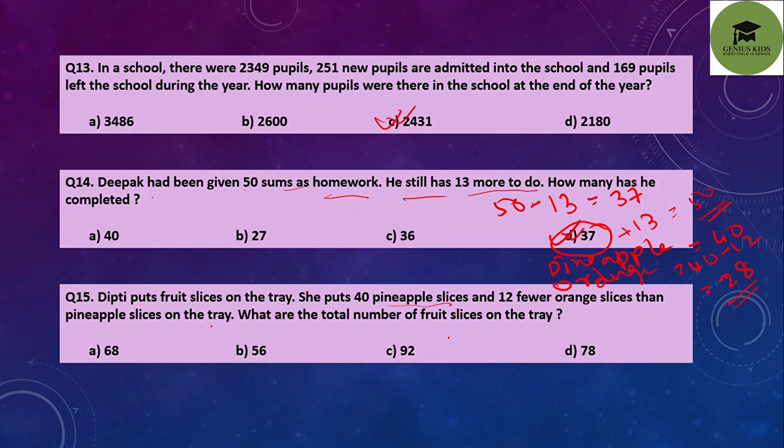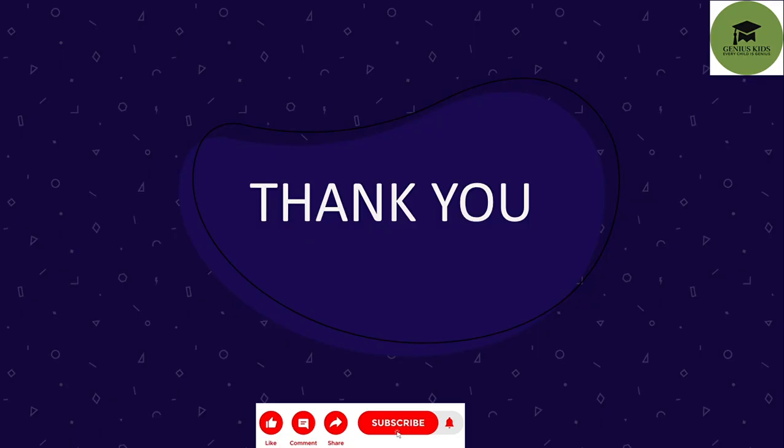So now what is the total number of fruit slices? Pineapple is 40 and orange is 28. That will be 68. So the answer is A, 68. Okay. So these are all the 15 questions. This is part 1.